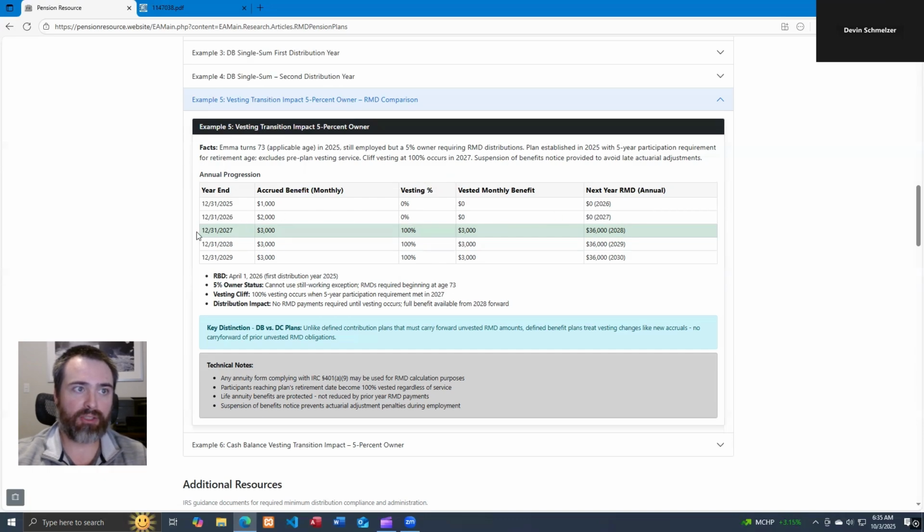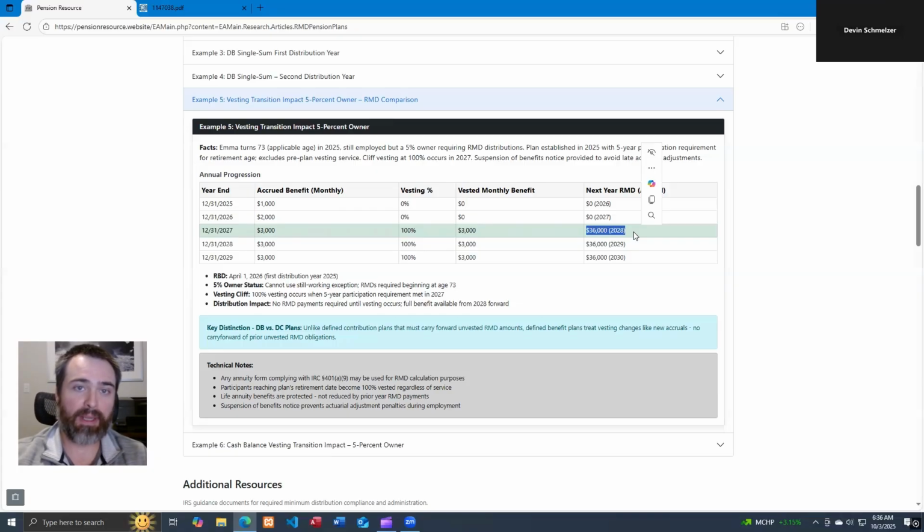Now, moving forward to the next year, the 12/31/2027 end of year benefit, she became vested sometime during 27. So at the end of 27, she has a vested accrued benefit. Therefore, there's going to be an RMD to commence 2028. Now, very likely, this is going to commence January as a monthly benefit, January 2028, and be paid monthly thereafter.